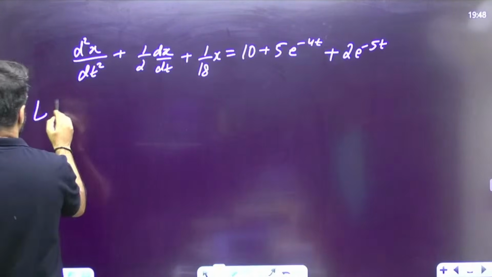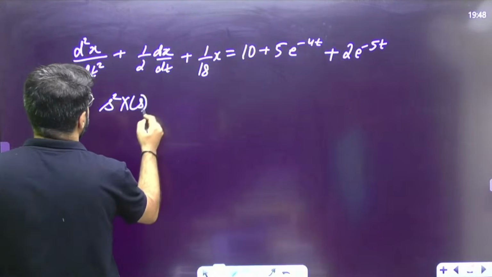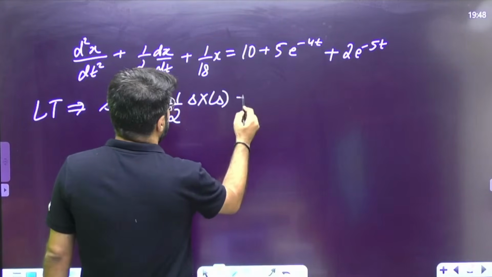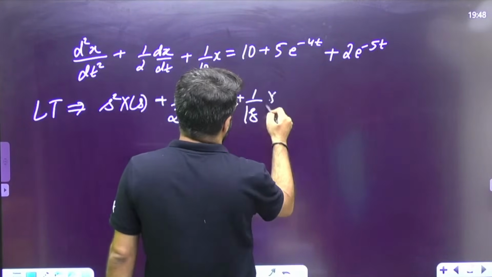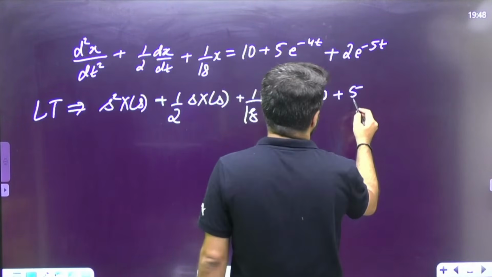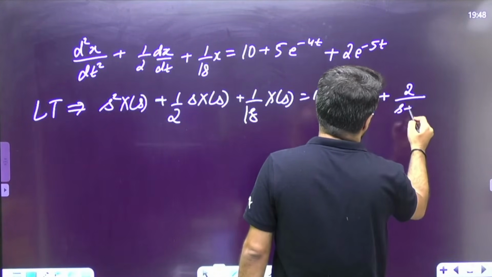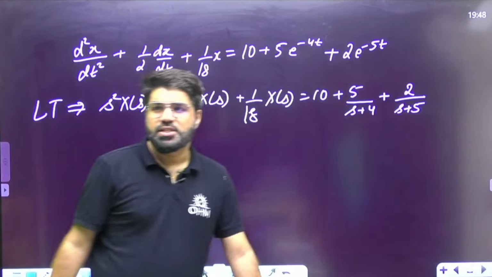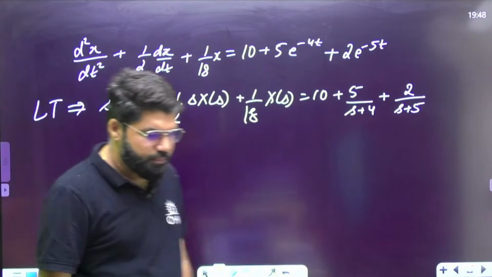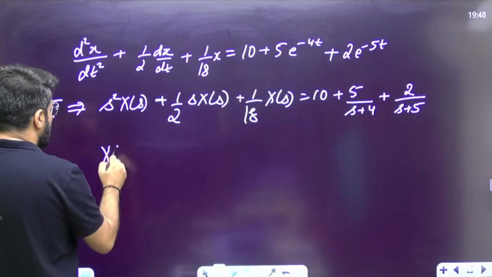Taking the Laplace transform on both the sides, s square X(s), no initial values are given. First derivative s into X(s), plus 1 by 18 X(s), is equal to 10 plus 5 times the Laplace of e power minus 4t, 1 upon s plus 4, plus 2 times the Laplace of e power minus 5t, 1 upon s plus 5, since e power minus at has Laplace 1 upon s plus a, correct? This is what I am using here. Then what is going to be X(s)?